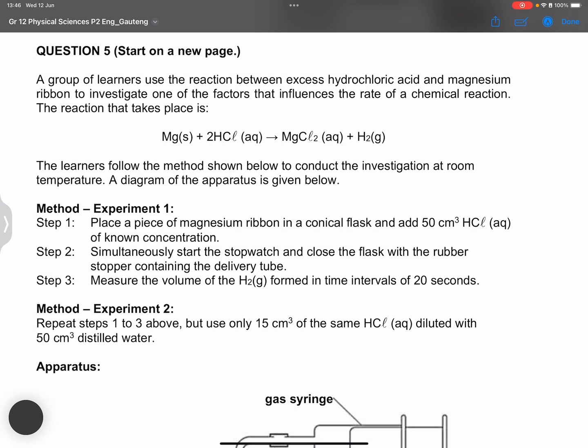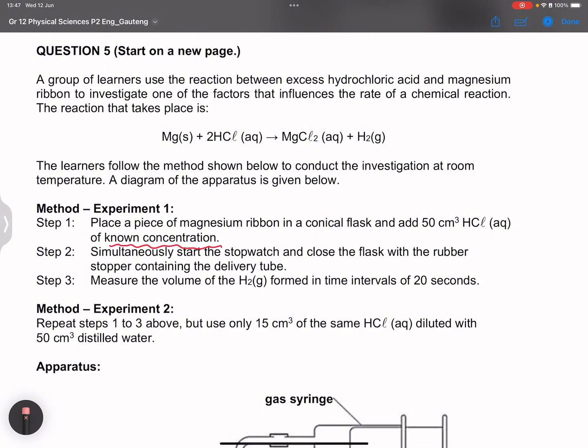So for experiment 1, they place a piece of magnesium ribbon in a conical flask and add 50 cubic centimeters of hydrochloric acid of known concentration. All right, so we would know the concentration of that hydrochloric acid. They say simultaneously, they start the stopwatch and close the flask with a rubber stopper containing the delivery tube. So we would measure the amount of hydrogen that's going in there. They measure the volume of hydrogen formed in intervals of 20 seconds.